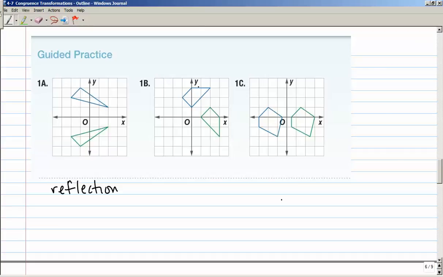And for the trapezoid here, the blue trapezoid to the green trapezoid, it looks like it's just been rotated probably about 90 degrees clockwise. So that would be considered a rotation.